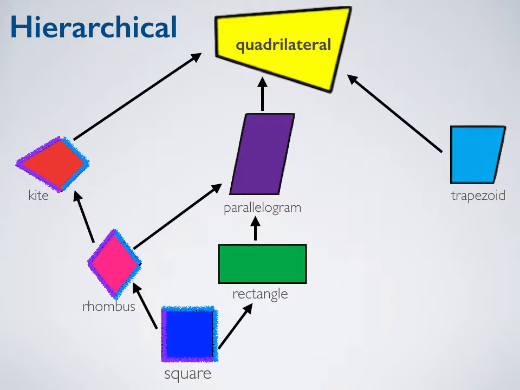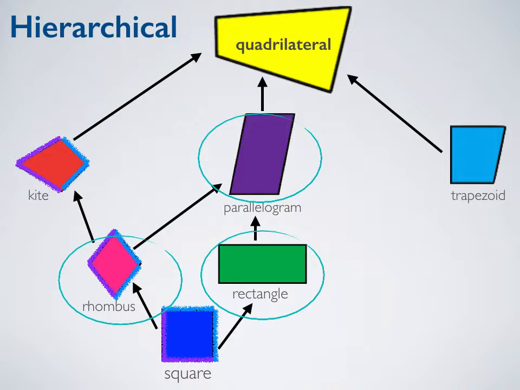The square is the most specific example of a quadrilateral, and a square is also a rhombus, a rectangle, a parallelogram, and a kite. This diagram is also a good way to show how trapezoids are not in the main hierarchy of quadrilaterals, because they only have one set of parallel sides. So a square is not a trapezoid because it has two sets of parallel sides.